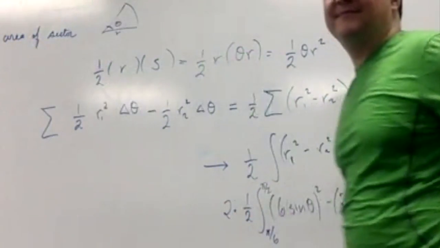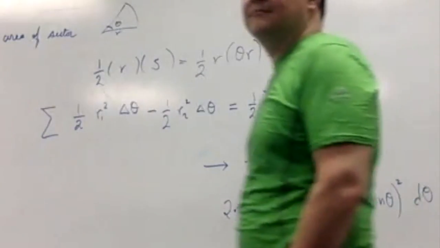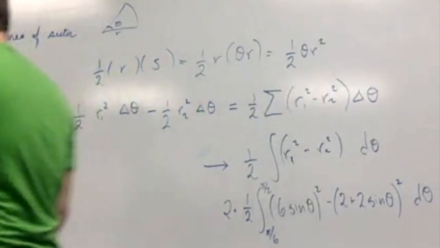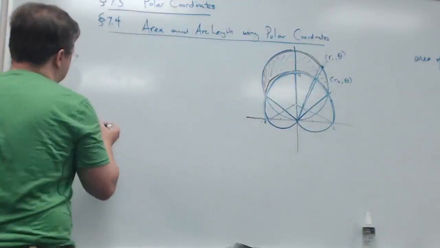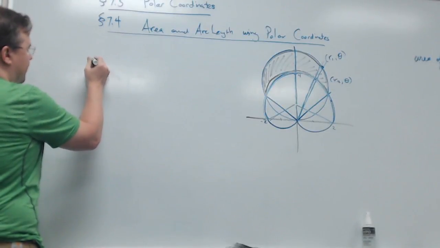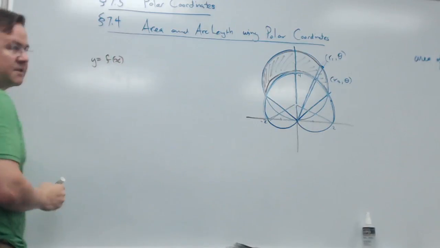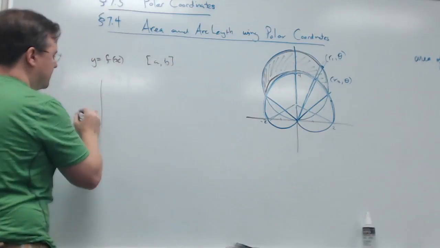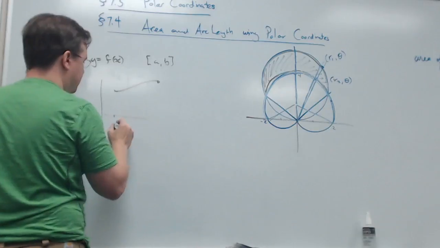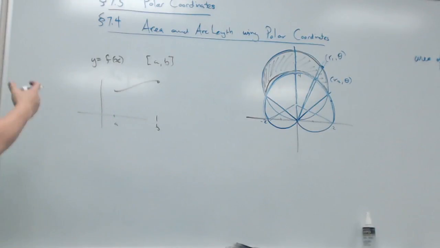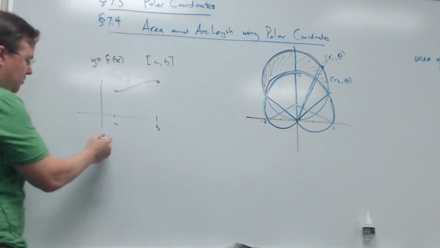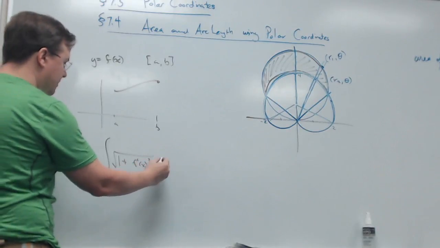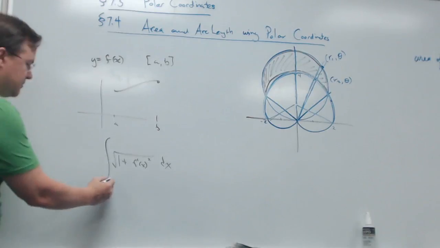How about arc length? We learned about that. The integral of the square root of one plus the derivative squared. If y equals f of x and I specify some range, a and b, that would be a curve that maybe starts here and ends there. I'd be interested in the length of that curve. And we saw that it was given by the integral from a to b of the square root of 1 plus f prime of x squared dx.